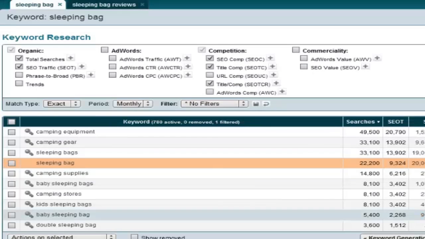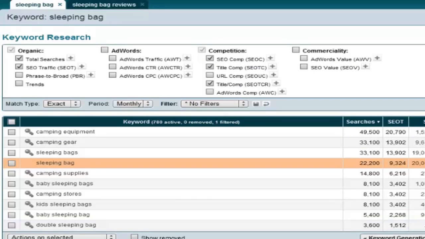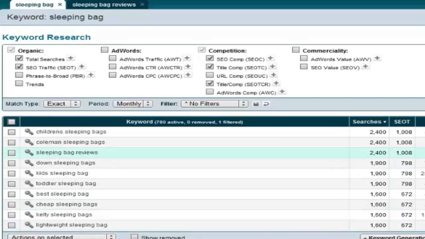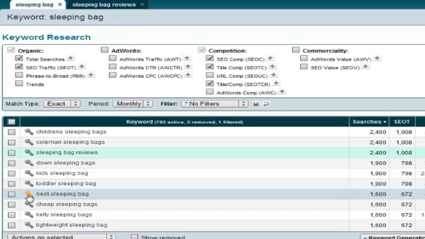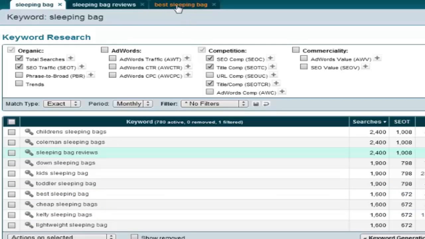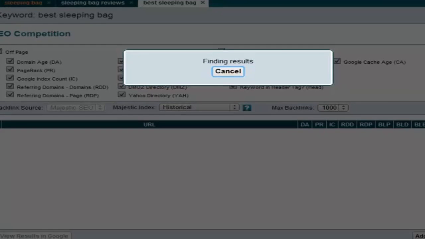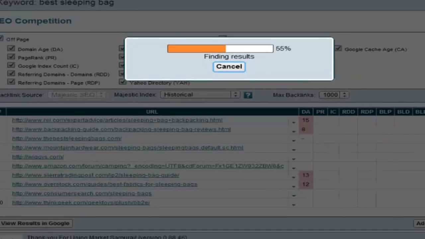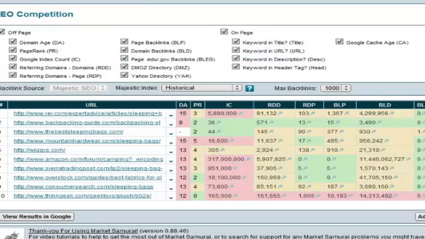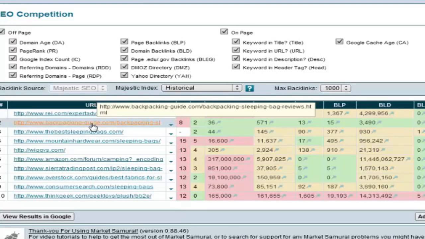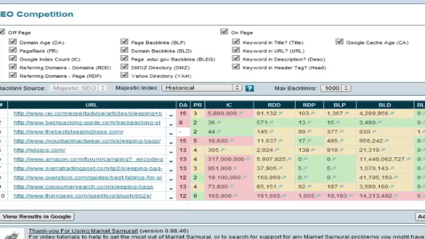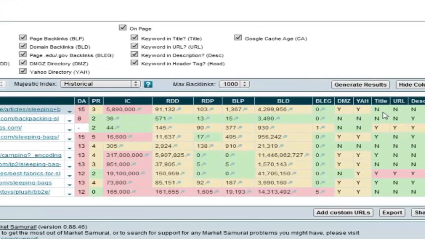onto the first page. And my other one was best sleeping bag. Let me bring that one up. Again, I just hit the little key. That opens up a new tab. I'll do some SEO competition, and I will generate those results. And now we can say, looks like number 1 is REI, which is a big outdoor supplier. But again, when I look over here, they're not using best sleeping bag in their title, in their URL, or their description.